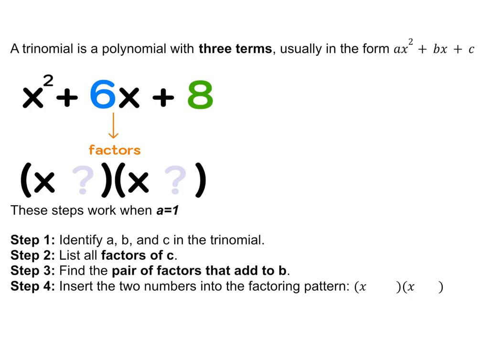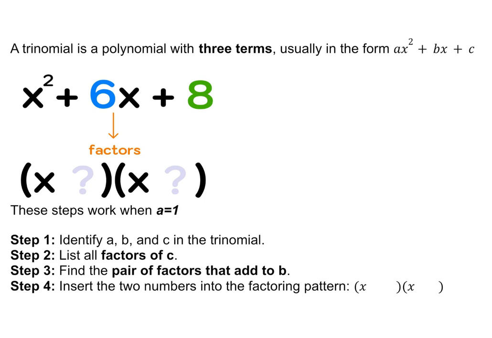So remember, a trinomial is a polynomial with three terms. Usually we will see them in the form of ax squared plus bx plus c, where a, b, and c are just numbers. What we want to do is break this down into two smaller binomials so that we can have simpler ways of identifying solutions. This method will only work when the value of a is equal to 1. Otherwise, this method requires a few extra steps.